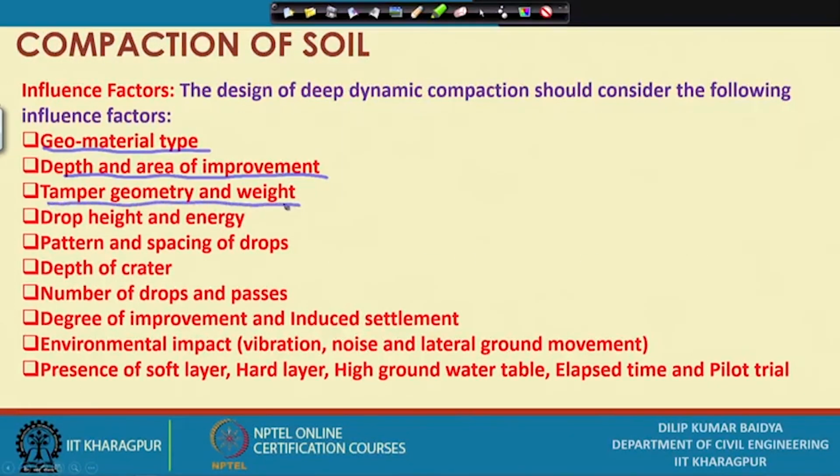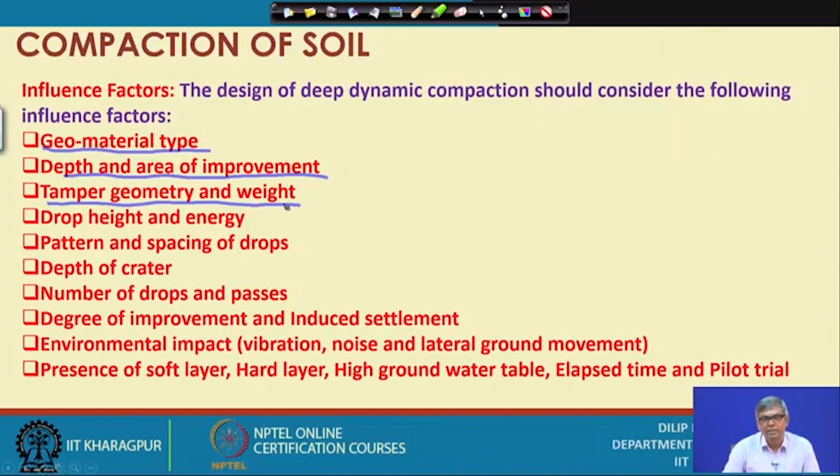Tamper geometry and weight. If you use a smaller weight, small effect. If you use a bigger weight, bigger effect. Again, with a bigger weight but smaller contact area, you will have something, and with a bigger weight and bigger contact area, there are also some effects. So, those things also influence the compaction efficiency. Drop height and energy. Drop height obviously relates to energy. The more the height, the more the energy, and height and weight, these two together give you the energy. So, that also influences the compaction efficiency.